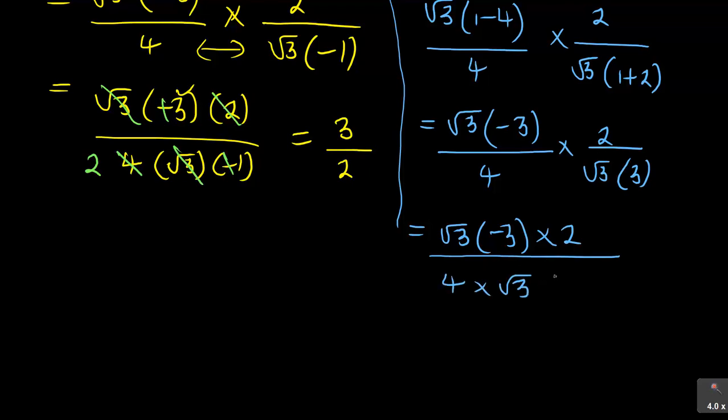Root 3 and then 3. So when I do that, look at it now. I have got root 3 cancelling the root 3. Let me use a different pen. Root 3 cancelling the root 3. I've got the 3 cancelling the 3, leaving us with a negative 1 there. Don't forget that negative. The 2 cancelling the 4 to give us a 2.